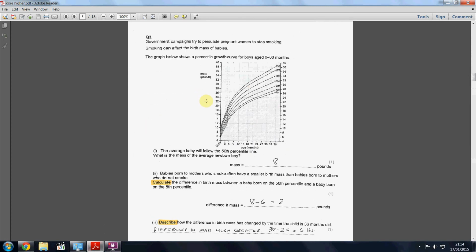Okay, on to question 3. This is quite a tricky one, and particularly it's difficult to photocopy these graphs easily to be easier in a real exam where the quality of printing is better. It says government campaigns try to persuade pregnant women to stop smoking because smoking can affect the birth mass of babies. The graph below shows a percentile growth curve for boys aged 0 to 36 months. The average baby will follow the 50th percentile line. What's the mass of the average newborn baby?